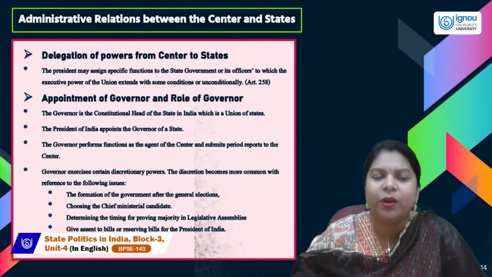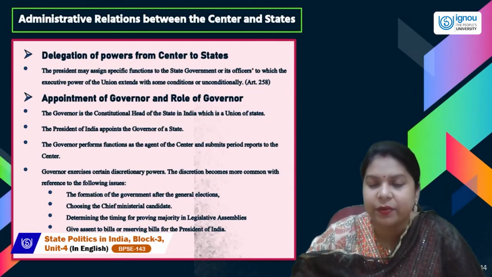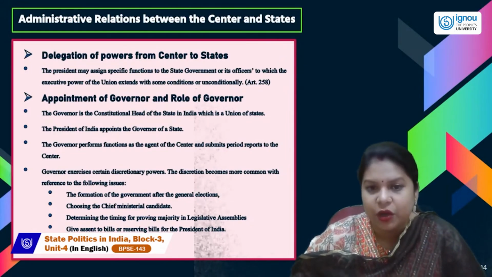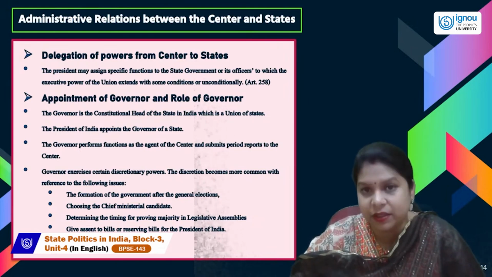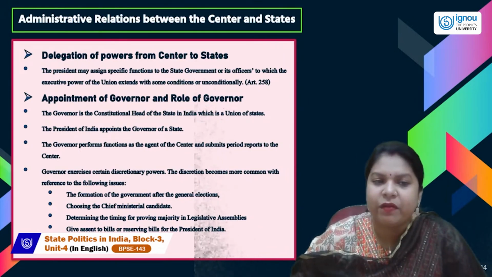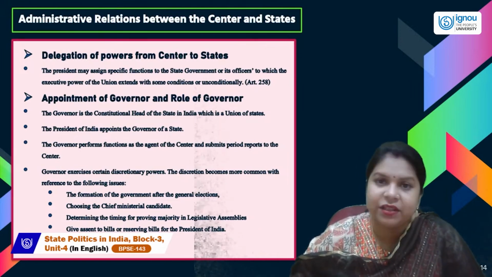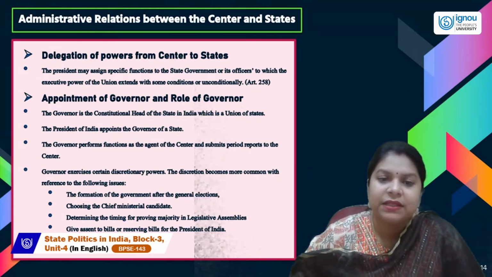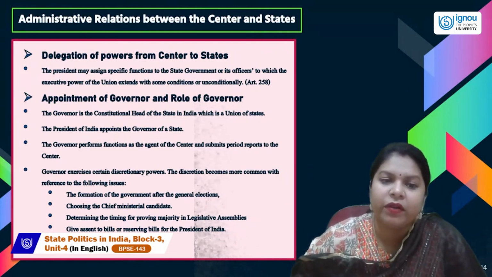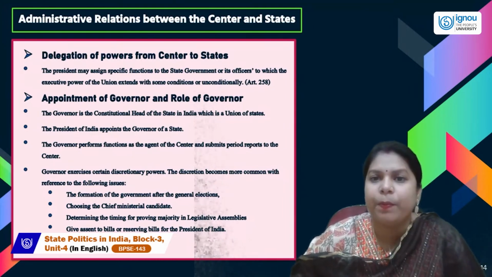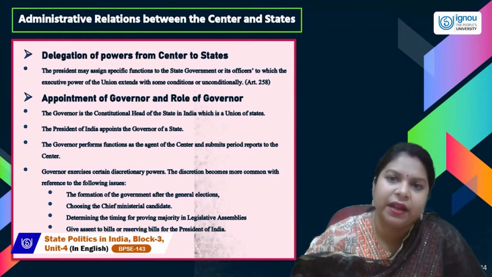Moving forward, we will be looking at the delegation of powers from center to states. The president may assign specific functions to the state government or its officers, to which the executive power of the union extends, conditionally. That is written in Article 258. Similarly, the appointment and role of the governor also play a very important role in the power balance between the center and the states.